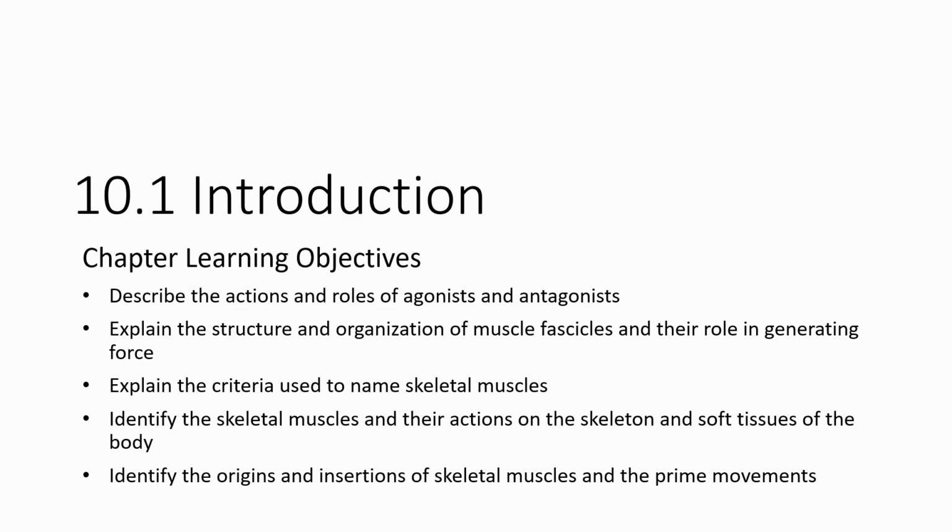Now we're going to talk about some more generic information about muscles, in terms of what they do, and some vocabulary terms like agonist and antagonist. We're going to talk more about structure and organization of muscles on a larger scale, and how they generate force, and then how we name muscles. Then we'll get into the different muscles that we find in the system, what actions they do, and also where they originate and where they insert in their prime movements. So this one again is a big one. Really take your time with it.